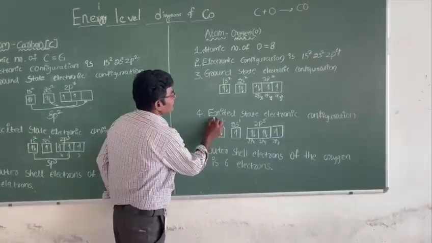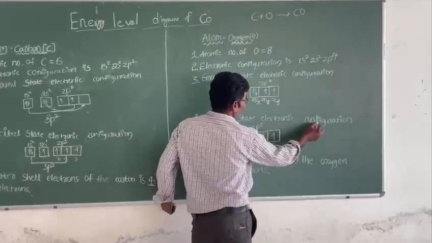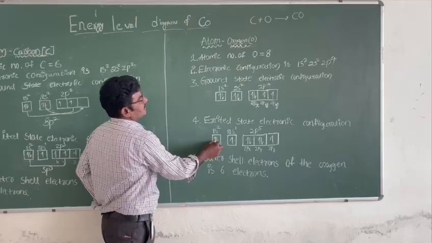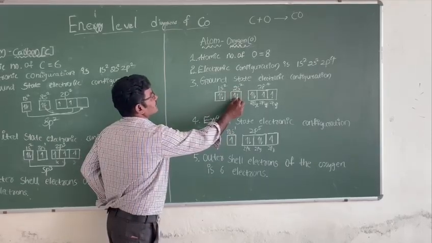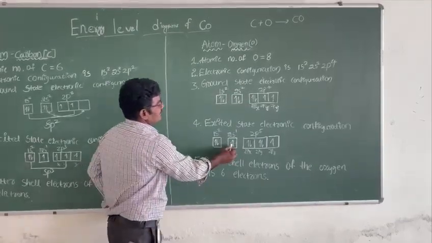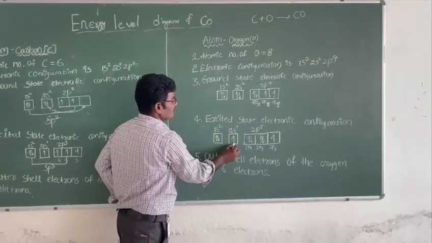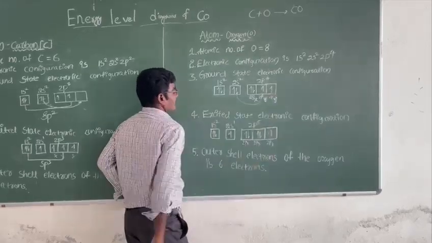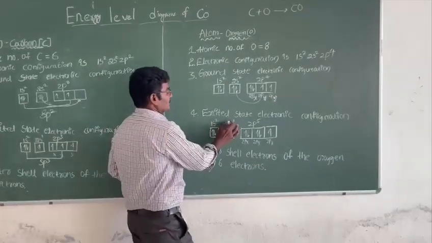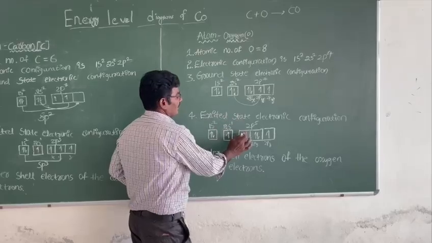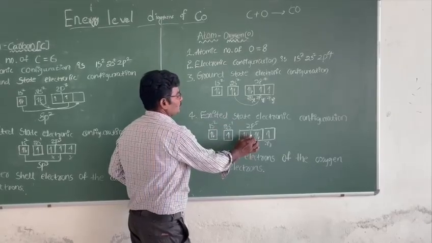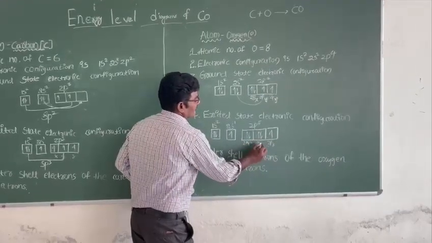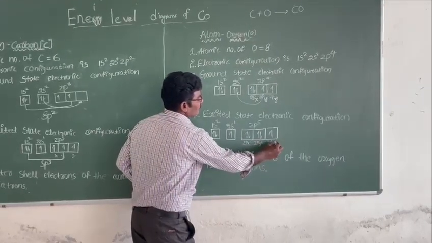Next is the excited state electronic configuration. 1s2 has no change, but 2s2, which has 2 electrons in the ground state, has 1 electron in the excited state, and the other electron moves to the p side. So finally 1s2, 2s1, 2px2, 2py2 and 2pz1.